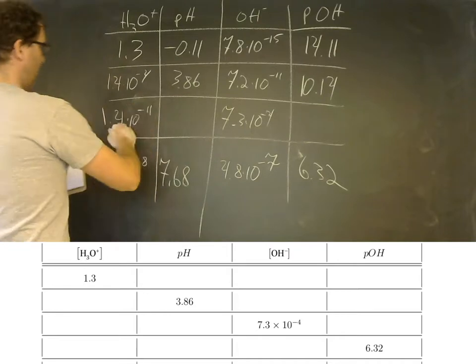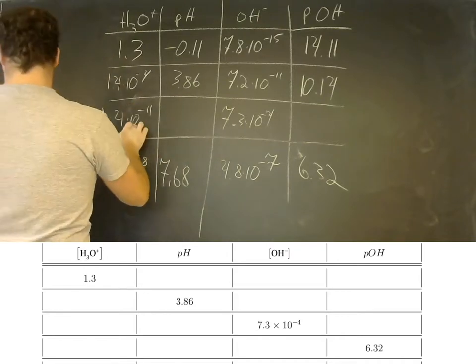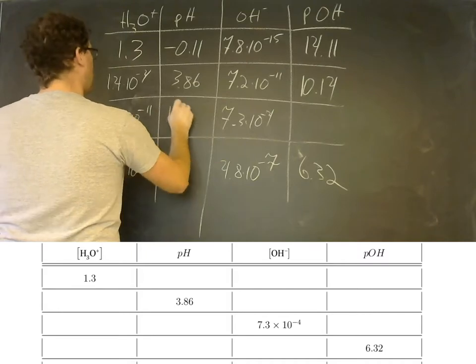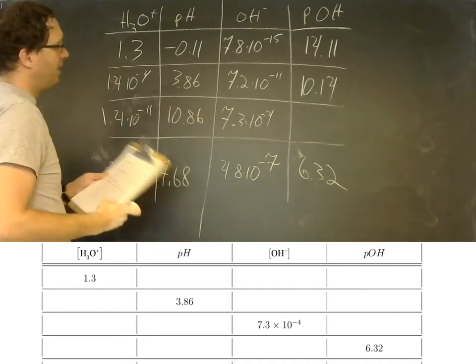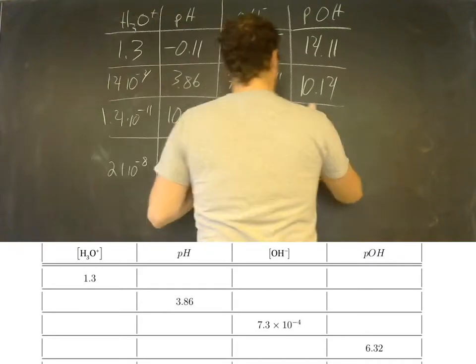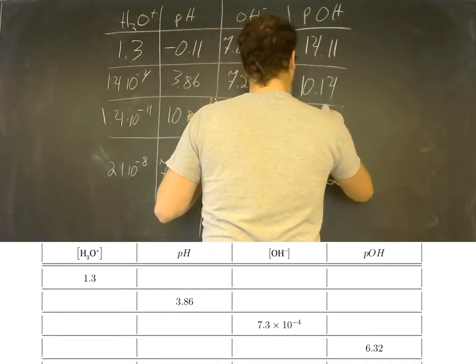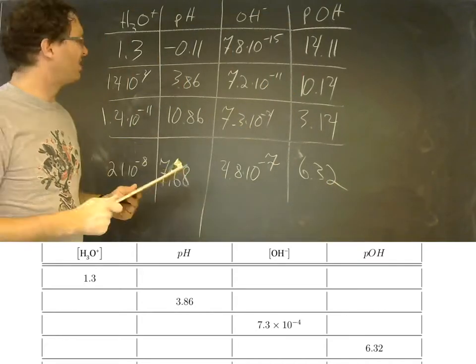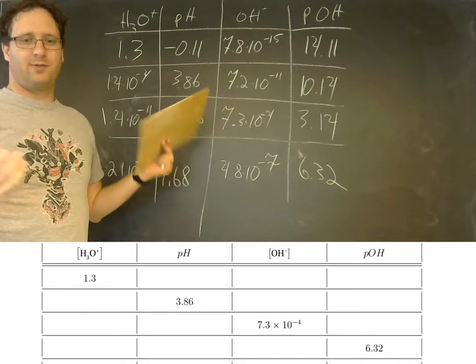Okay, and we'll take the negative base 10 log of 1.4 times 10 to the negative 11th. That's a pH of 10.86. And the negative base 10 log of 7.3 times 10 to the negative 4th, pOH of 3.14.